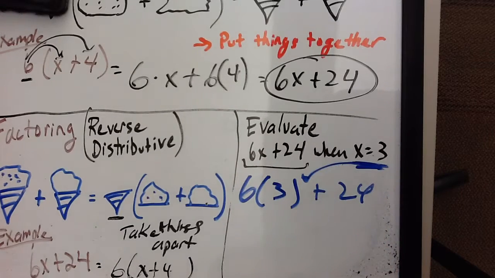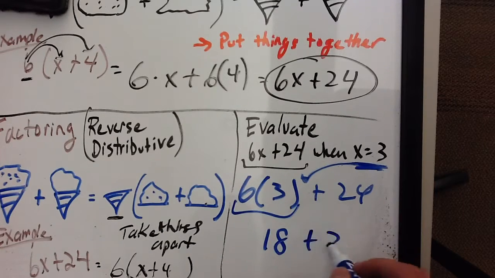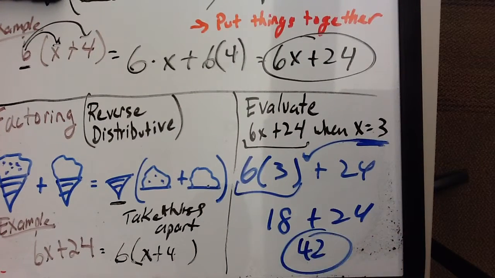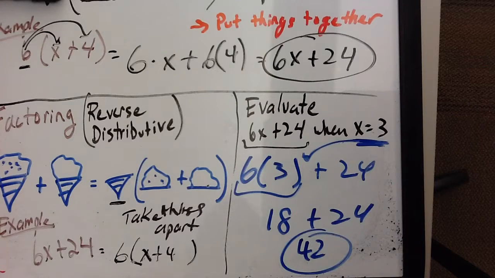Then step 3 is to evaluate. I have 6 times 3. 6 times 3 gives me 18, and I need to add 24. 18 plus 24 gives me 42, and that would be my answer. This is the value of this expression when x is 3.